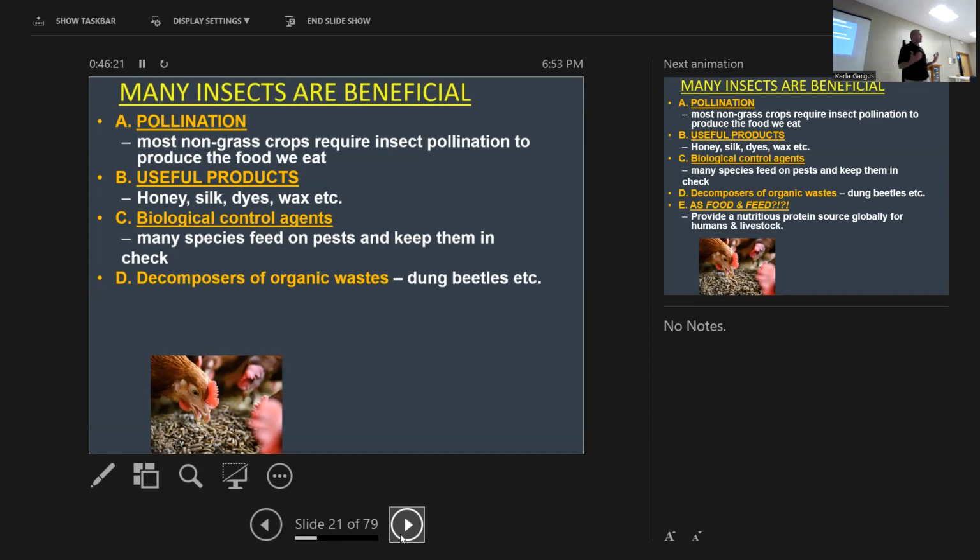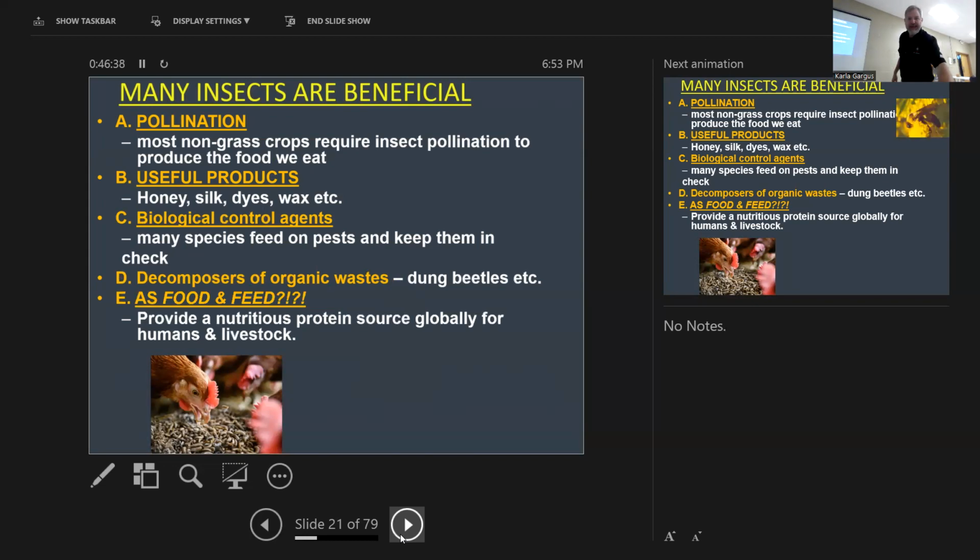Also, bees and others produce a lot of useful products. So honey and silk, various dyes like cochineal scale that produce that brilliant crimson red dye, waxes and other things like that. There's shellac, which originally comes from scale insects. Obviously very important stuff.